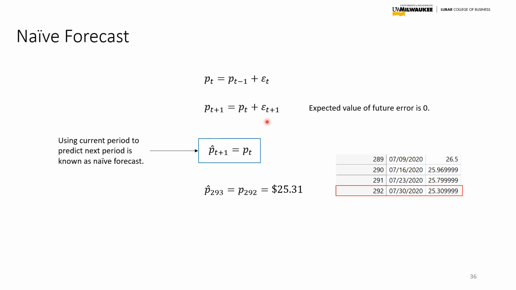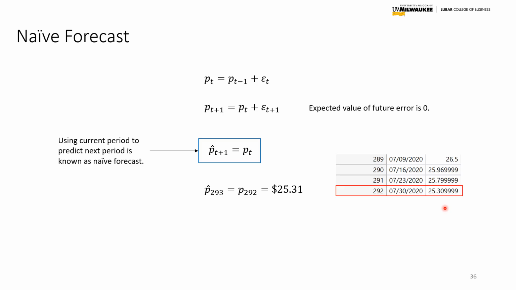Since this is a future random error, and since on average random errors equal 0, we will simply put a 0 value here for the random error. We don't know if it's going to go up or down. We'll take the unbiased replacement of 0. This means the prediction of price at time t plus 1, that's why I put a hat on top of p, simply equals this period's price.